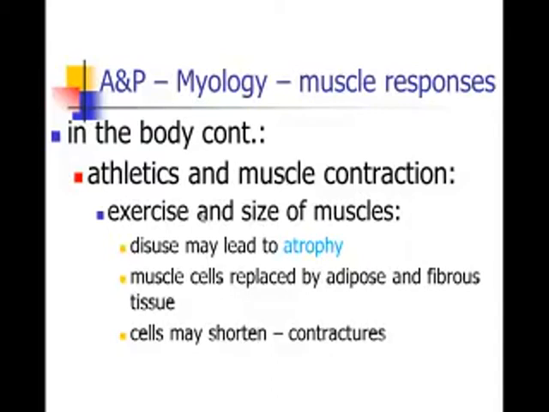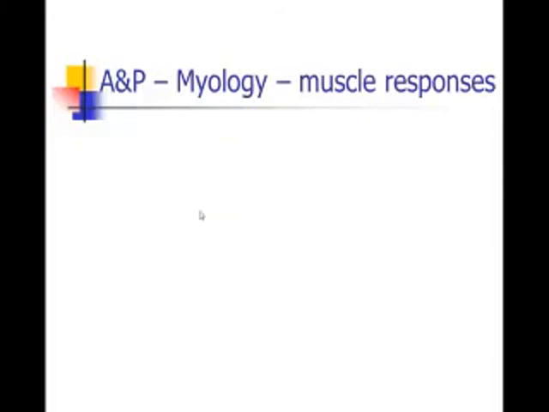Another problem if muscles aren't used, for example, if somebody goes into a coma or something of that sort, sometimes you get what are called contractures, and the muscles shorten and then stay permanently shortened, and they won't be able to, or at least not easily, get stretched back out to their normal length.